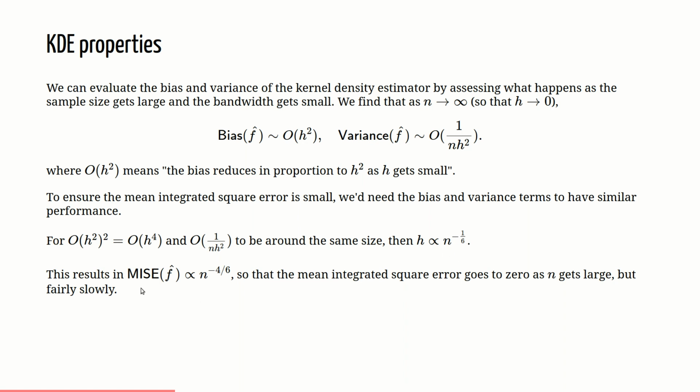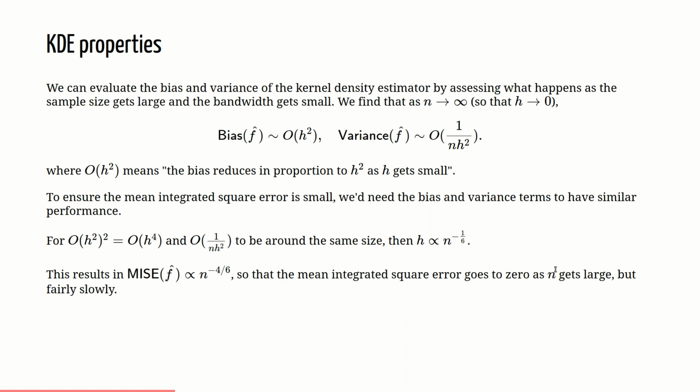If it's that, then the mean integrated square error scales according to n to the power of minus 4 over 6. Okay, so this is meaning that as n gets large, the mean integrated square error gets small. That's exactly what we want from an estimator. As we get more data, our kernel density estimator gets better, but it doesn't get better as fast, if you like, right? There's a trade-off here.